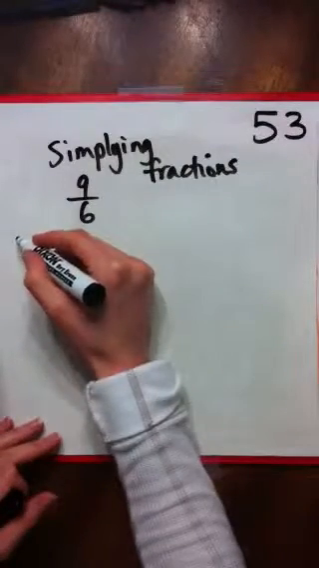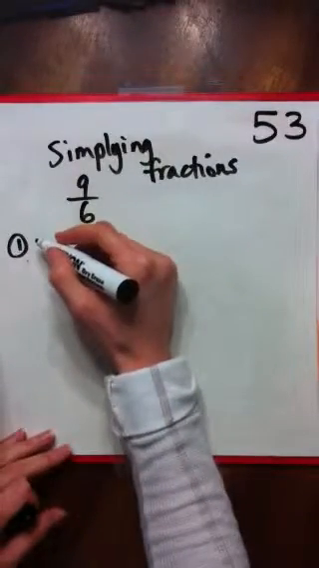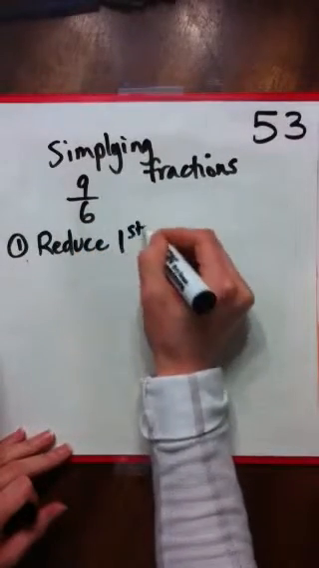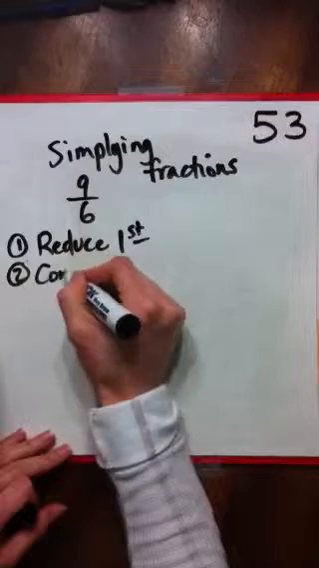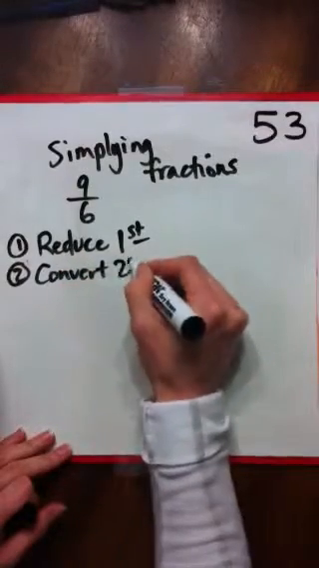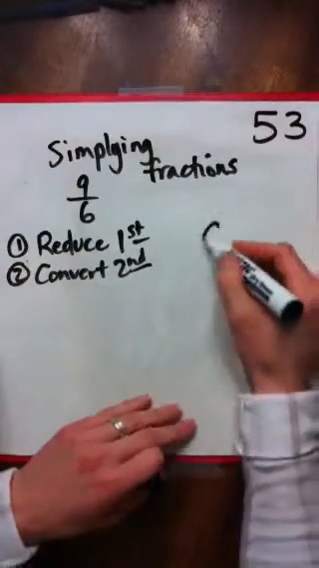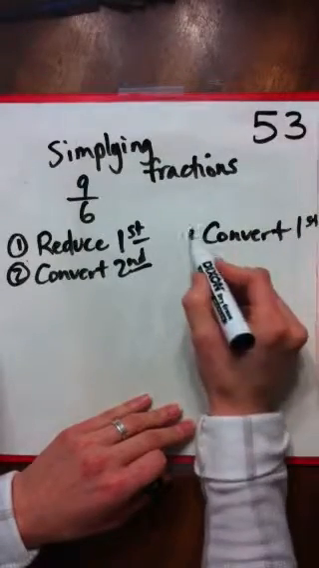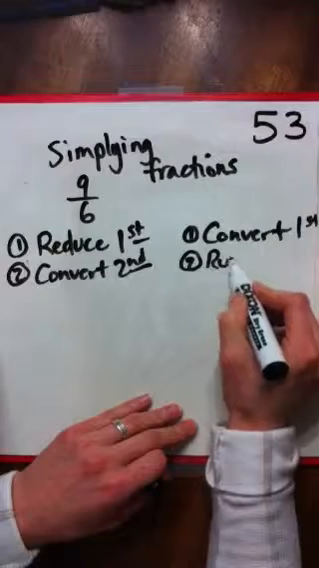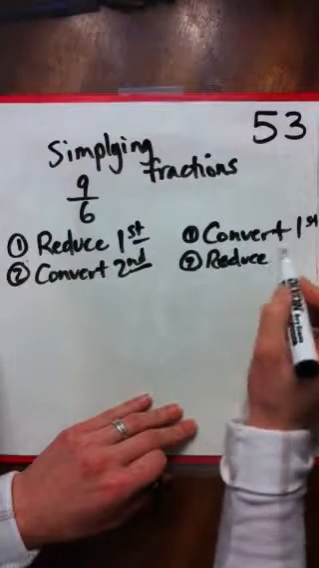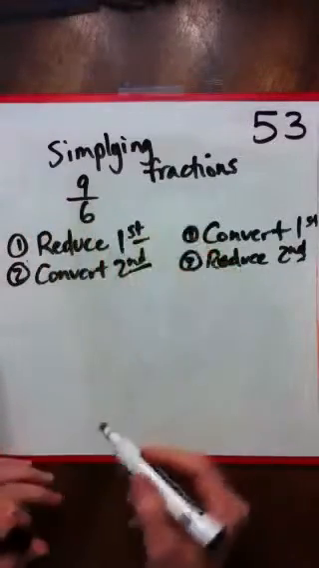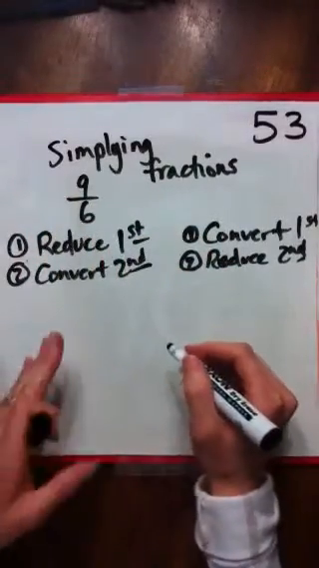The first one is that we can reduce first and then convert second. I'll explain what that means. Or we could convert first and reduce second. You decide which one you like better. Now, I'm going to start with this one over here. We're going to reduce first and then convert.